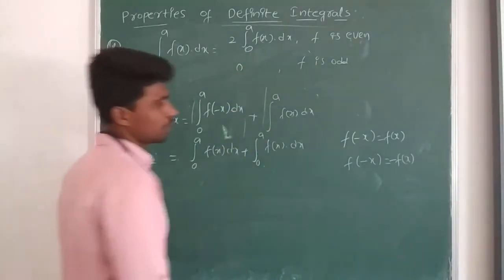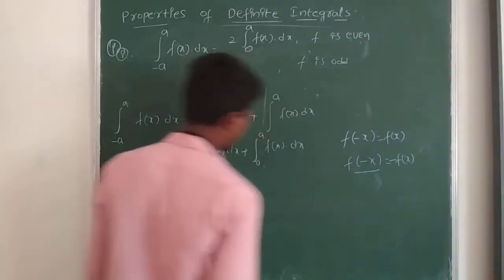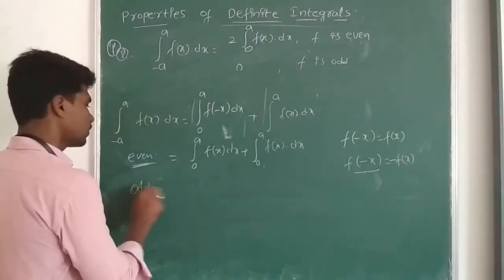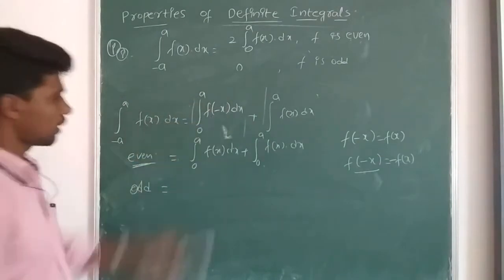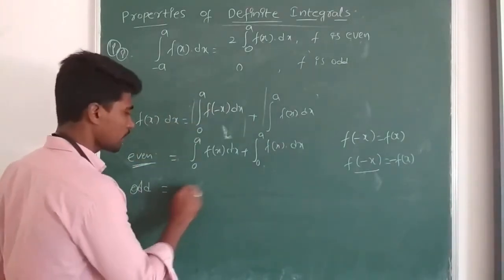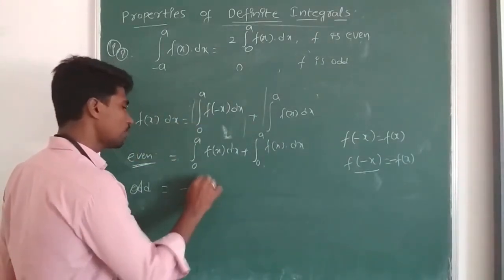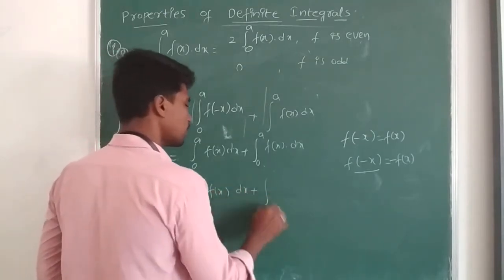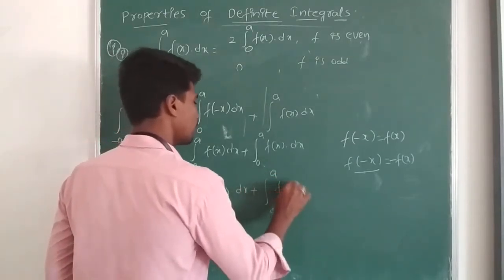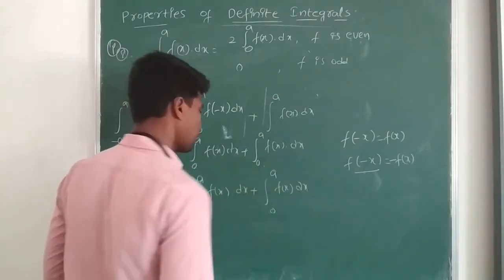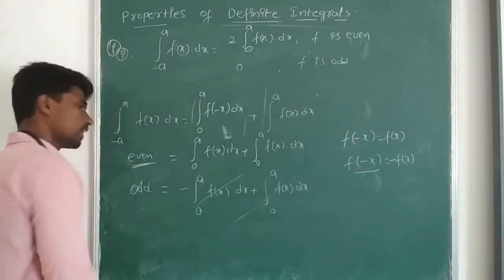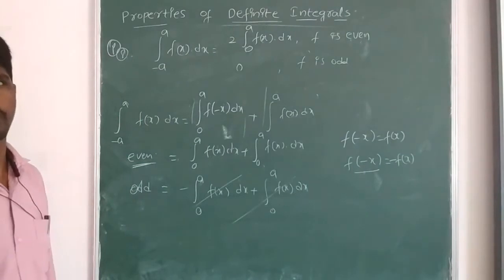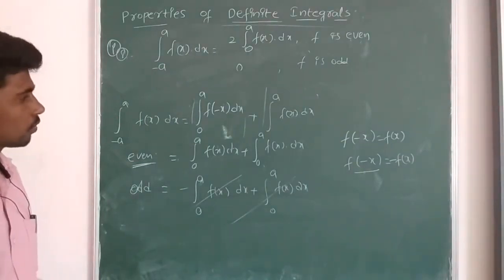So what if the function is odd? If the function is odd, then this becomes minus f of x. Which means I get minus the integral from 0 to a of f of x dx plus the integral from 0 to a of f of x dx. So positive and negative both get cancelled. I get the resultant as 0. Okay. So these are the properties.